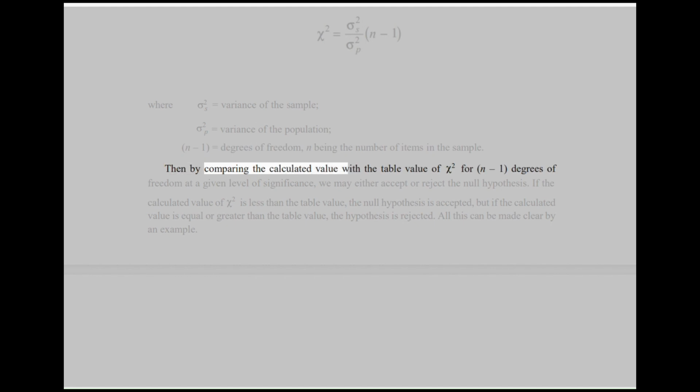Then by comparing the calculated value with the table value of χ² for n-1 degrees of freedom at a given level of significance, we may either accept or reject the null hypothesis. If the calculated value of χ² is less than the table value, the null hypothesis is accepted, but if the calculated value is equal or greater than the table value, the hypothesis is rejected. All this can be made clear by an example.